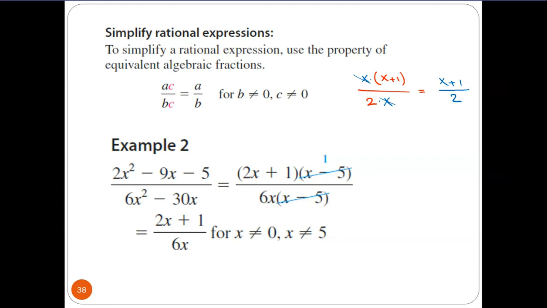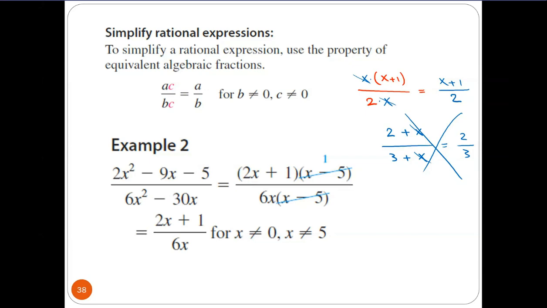Sometimes some students remove x with x in addition. For example, if we have 2 plus x and 3 plus x and remove x with x, this is a big mistake. We do not cancel x with x in the case of addition and subtraction. It must be multiplication. So this equals 2 over 3? This is a big mistake.